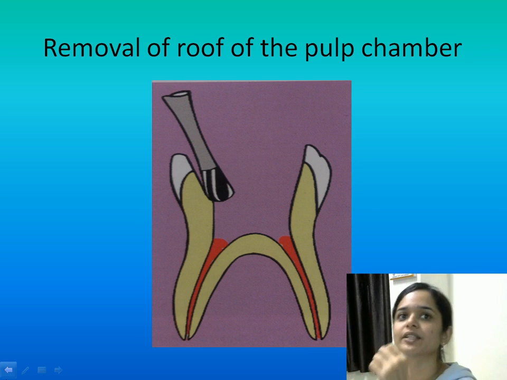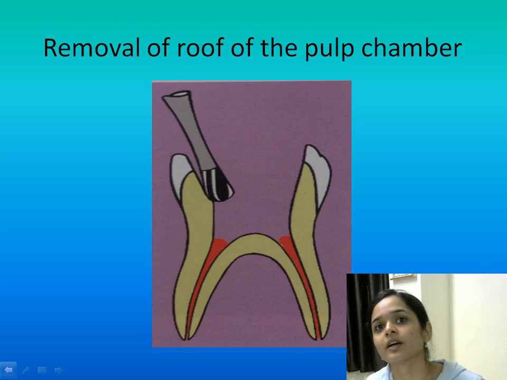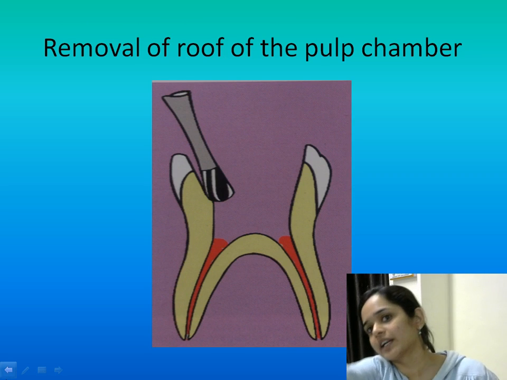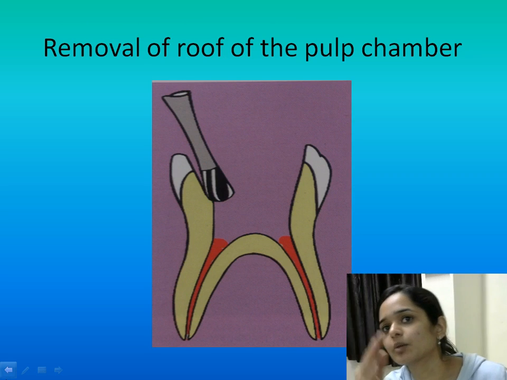Are you getting what I'm saying? I don't think I have a diagram for that. See, now you can see that there is straight line access to the root canals. There is complete deroofing done.